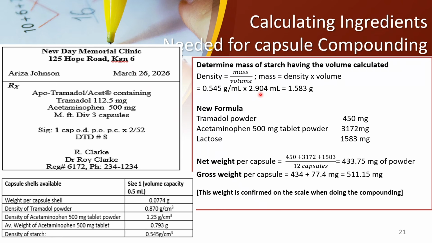Once we determine that volume, we can now equate this volume to the mass of the starch using the same density equation. So density is equal to mass over volume, just a little transposing. We can find the mass by multiplying the density by the volume there. And this is what we have. So we end up with 1,583 milligrams or 1.583 grams. Write our new formula, determine the net weight, determine the gross weight. And that is all there is to it.